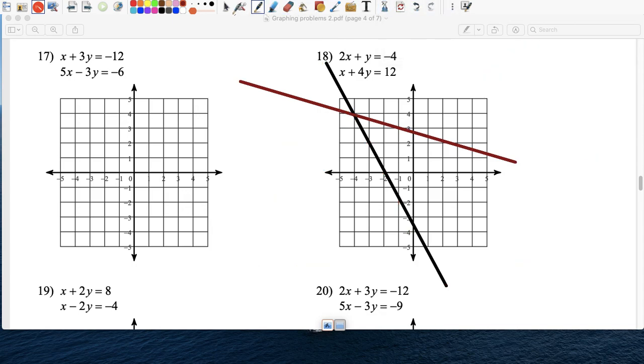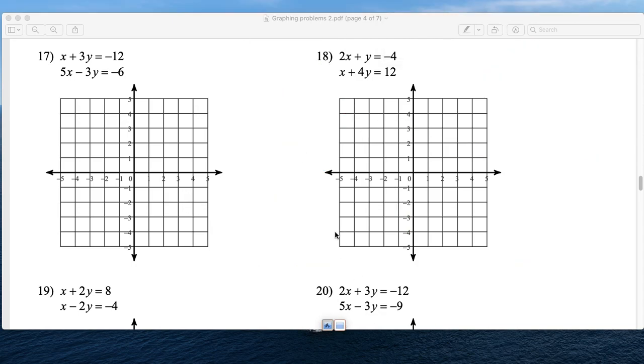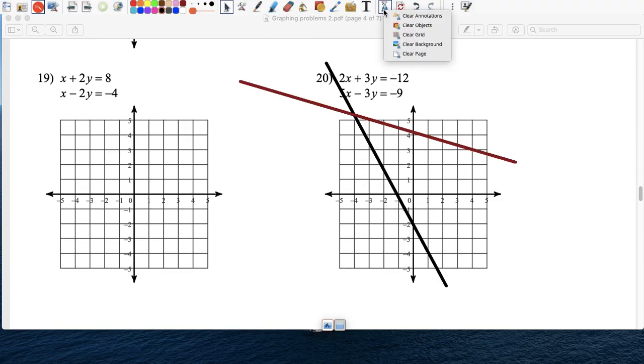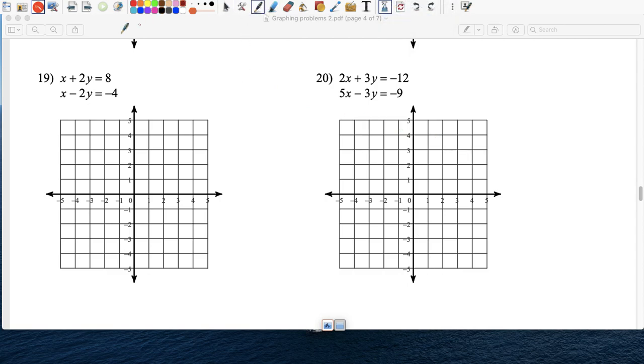Okay. So again, nothing crazy. Let's do this one. We're going to rewrite that, so we have x plus 2y equals 8 minus x. That goes away. We have 2y equals -x plus 8.